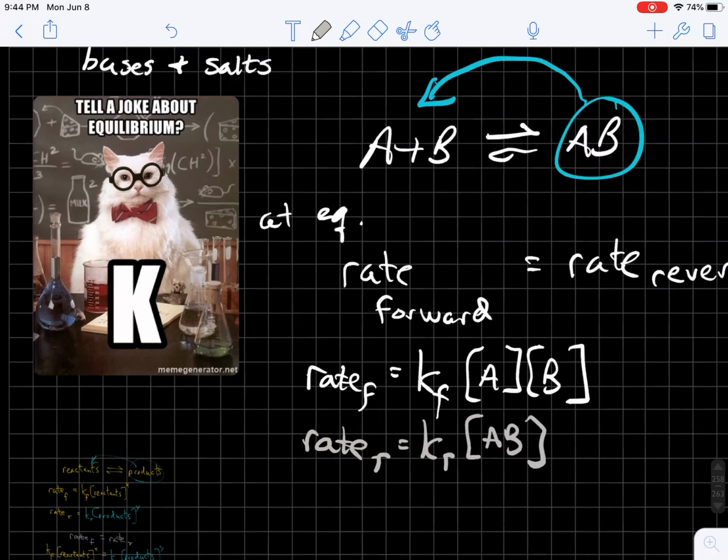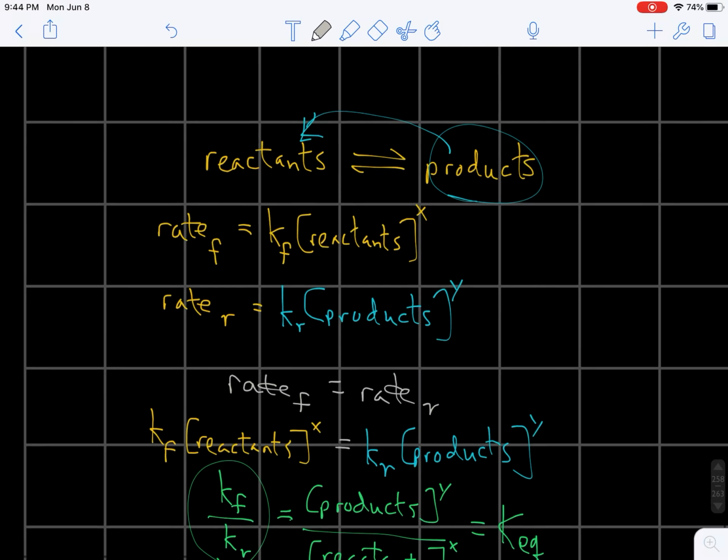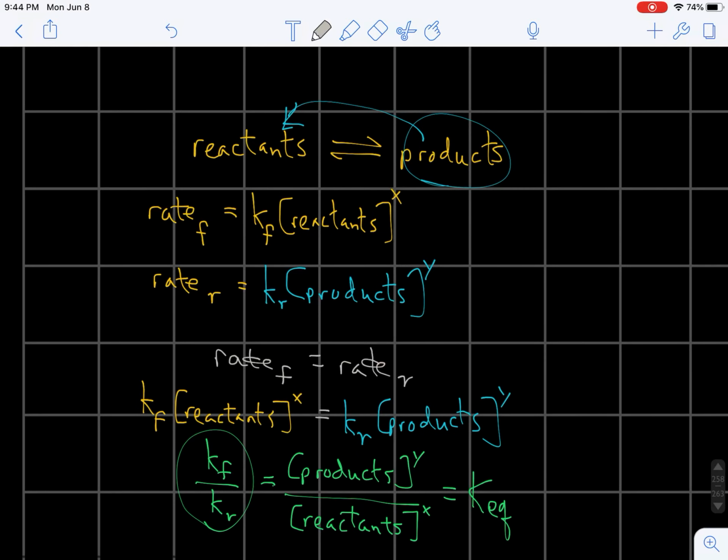So if we work that out and we do some substitutions, and I went ahead here and did it in advance, we'll set the rate forward equal to the rate reverse, so I'll do my substitution. K forward reactants raised to whatever power, K forward products raised to whatever power. If we rearrange that, then we get the rate constant for the forward over the rate constant for the reverse is equal to products over reactants.